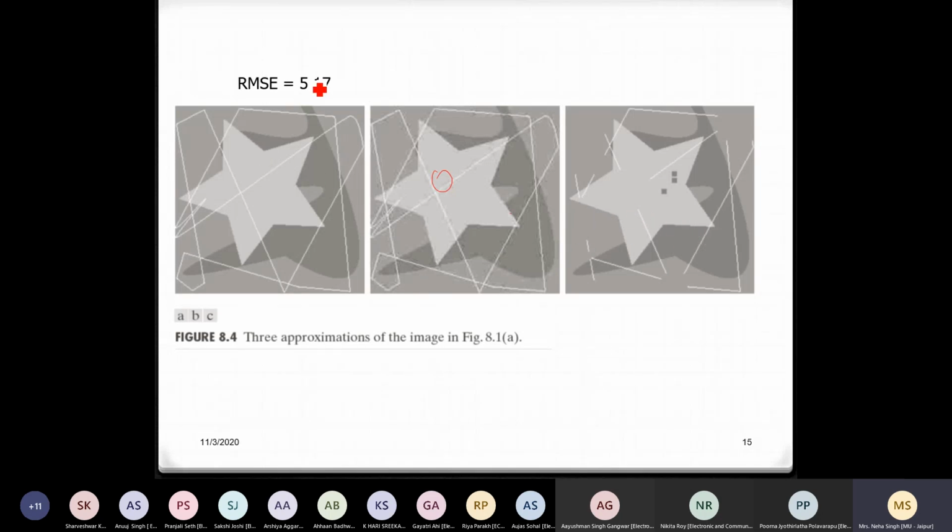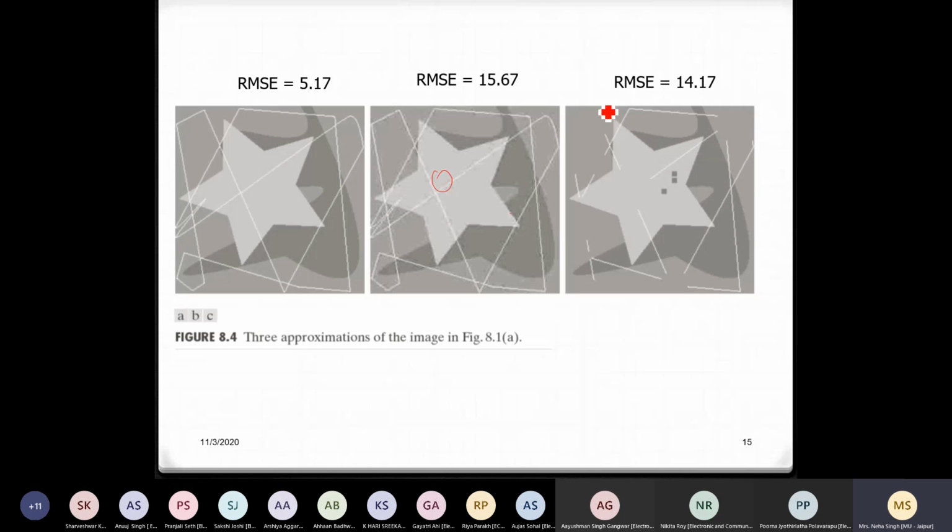Here we say that the root mean square error is 5.17, which is quite small as compared to the total size of the image, which is 256 cross 256 multiplied by 8 bits. Right? Here the root mean square error slightly increases, so we expect that the quality of the image has been degraded. Fine. But again, in the third case, the root mean square error as compared to the first one is 14.17, which is less than this 15.67.